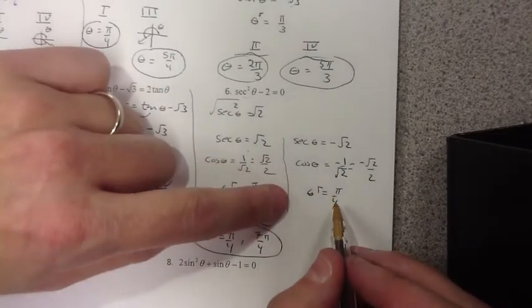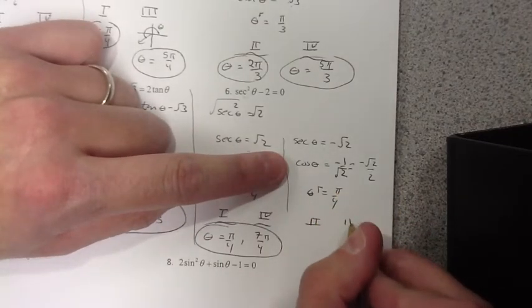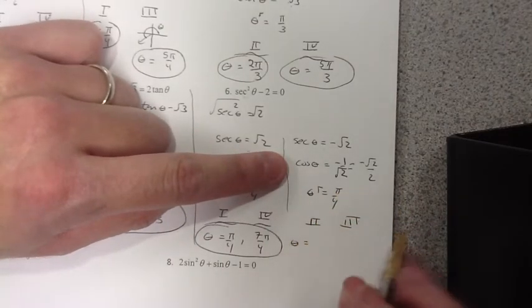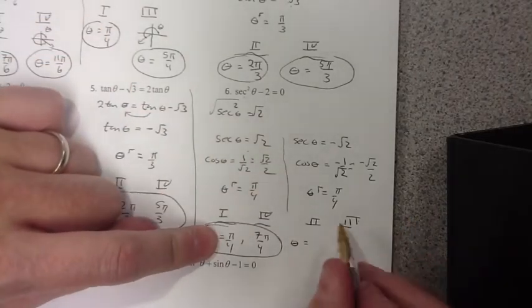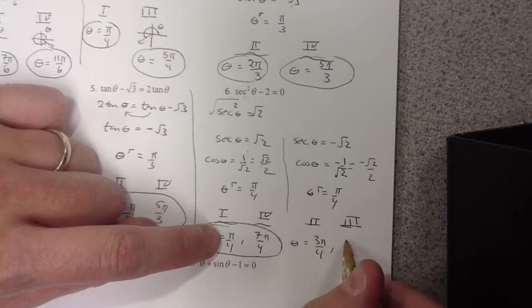Now we deal with the other one. Cosine is negative in the second and third quadrant, and it's still our pi over 4s, except in the second quadrant, it's 3 pi over 4, and in the third quadrant, it is 5 pi over 4.